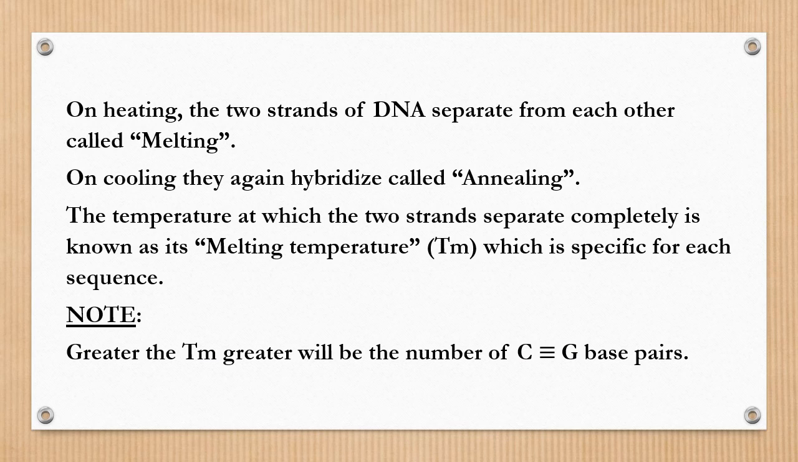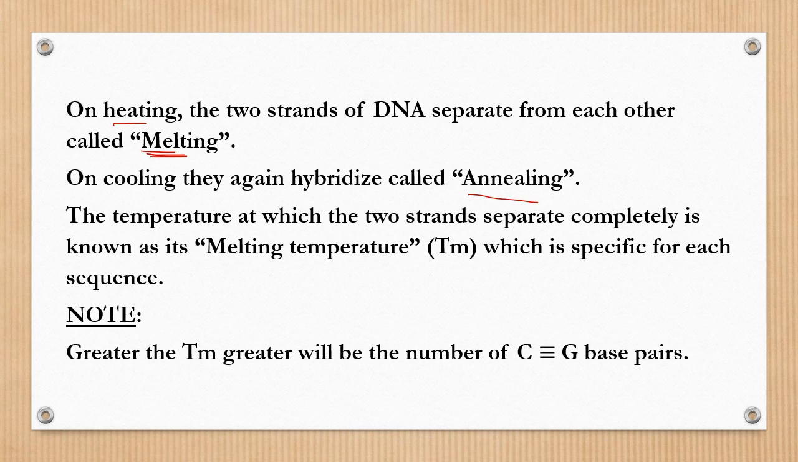On heating, the two strands of DNA separate from each other, which is called melting. So on heating, the two DNA strands in the double helical structure separate. On cooling, they rehybridize, rejoin, which we call annealing. So joining is annealing and separation is melting, based on temperature. Heating, melting; cooling, annealing, rejoining.